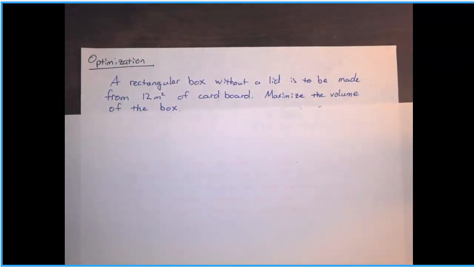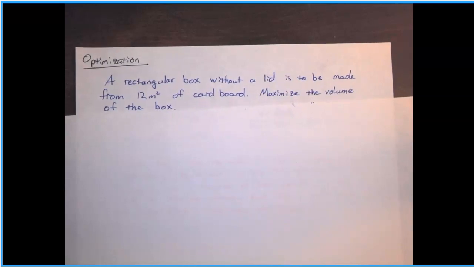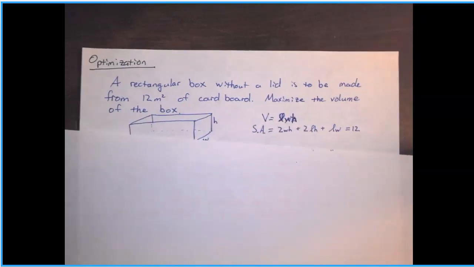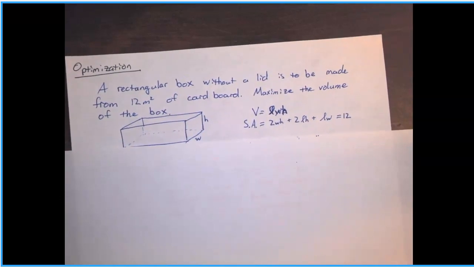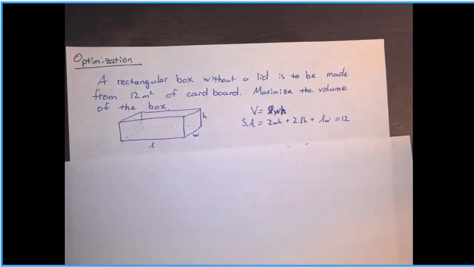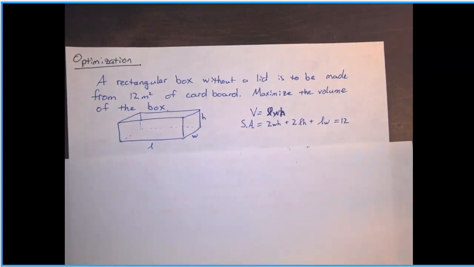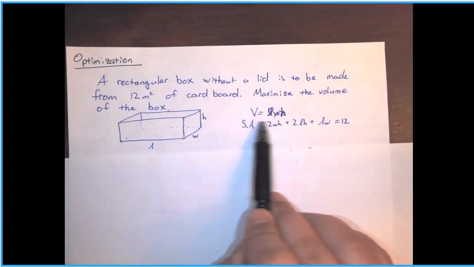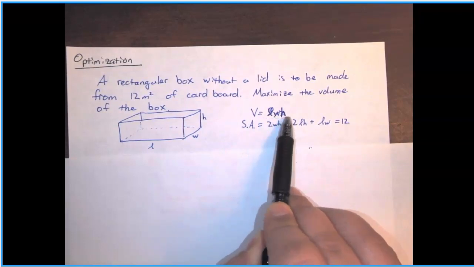So let's say that I have a rectangular box without a lid. We want to make that box out of 12 square meters of cardboard, so I have a finite amount of cardboard that I can use. I want to maximize the volume of the box. So I want to find the length, width, and height of the box that gives me the largest volume. So I want to maximize volume, which is length times width times height.